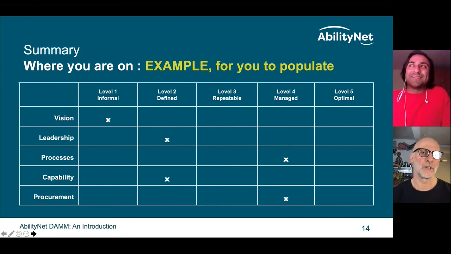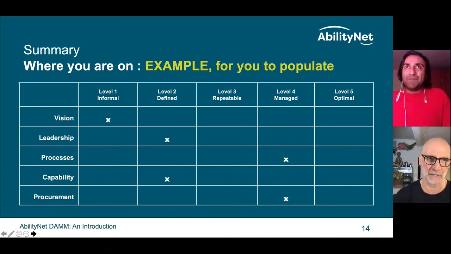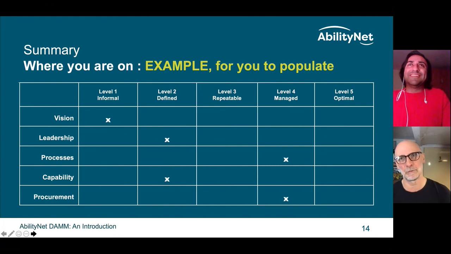Yeah. So where you end up when you've been through the process, this is the goal, is to fill in your X's across that grid. We started with the grid with vision, leadership, process, capability, procurement down the left-hand side. I pretended that you've scored level 1 for vision, level 2 for leadership, level 3 for managed, level 2 for capability, and level 4 for procurement.